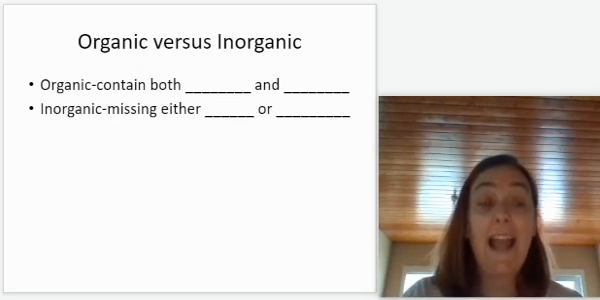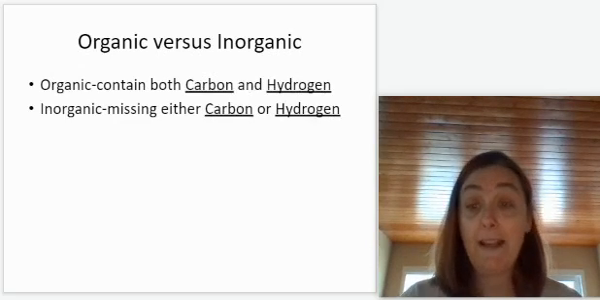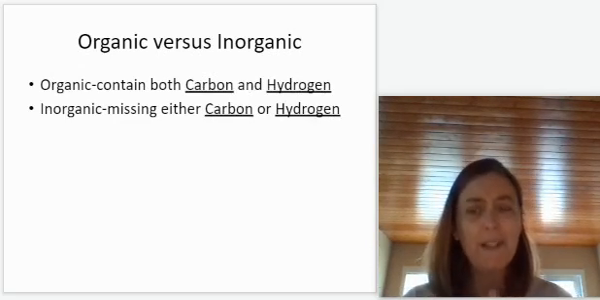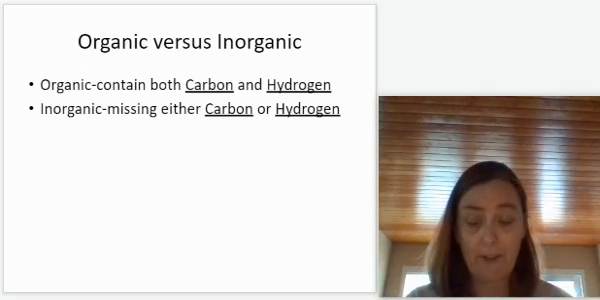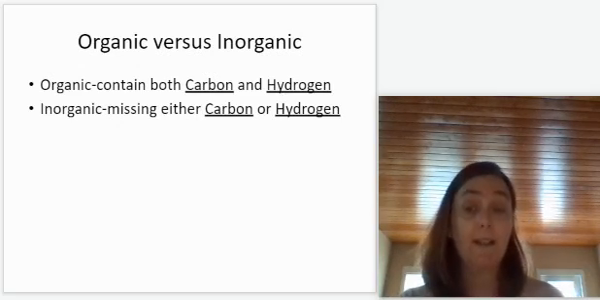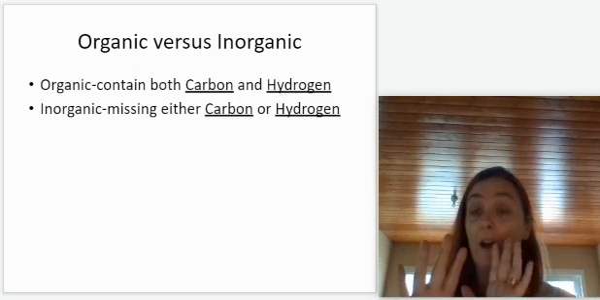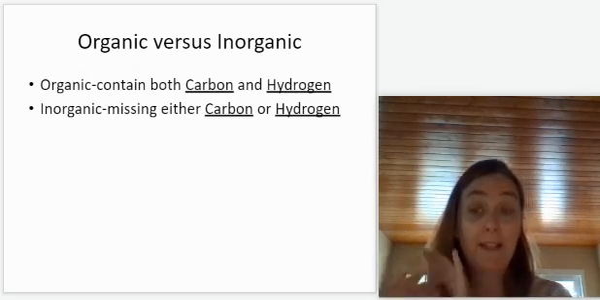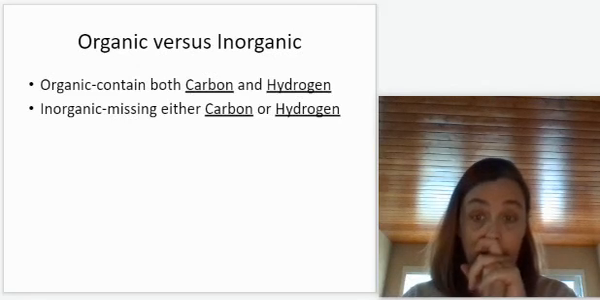And that is, it's any compound that has both carbon and hydrogen. There are some exceptions, but for our purposes, if it has carbon and hydrogen, it's organic. If it has neither of those or only one of them, it's inorganic. So it has to have both to be organic.